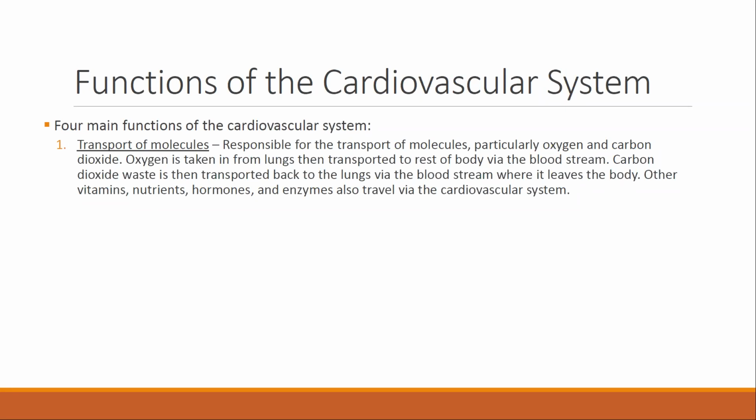Okay. And so there's oxygen and carbon dioxide. That's the obvious one. But all the other vitamins, nutrients, hormones that need to get from one part of your body to another part, the way that it does that is through the bloodstream or through the cardiovascular system.